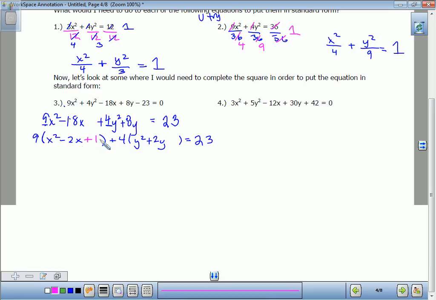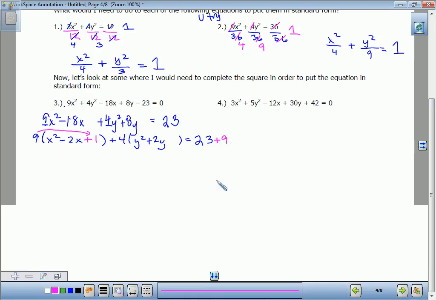I just added a 1 here. Do it on the other side. But what value did I add to this left side? 9, because there's a 9 right here. So to keep it balanced, I can't add a 1 there. I have to add 9. That's the only way to keep it balanced.